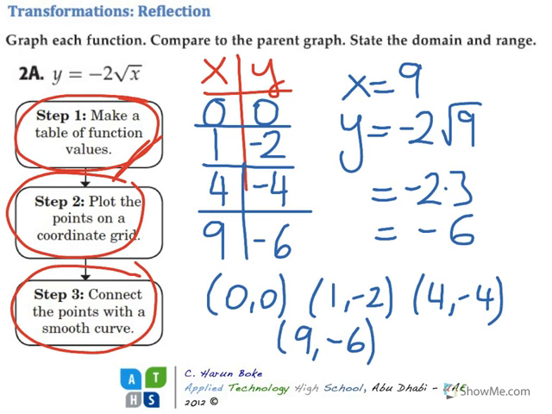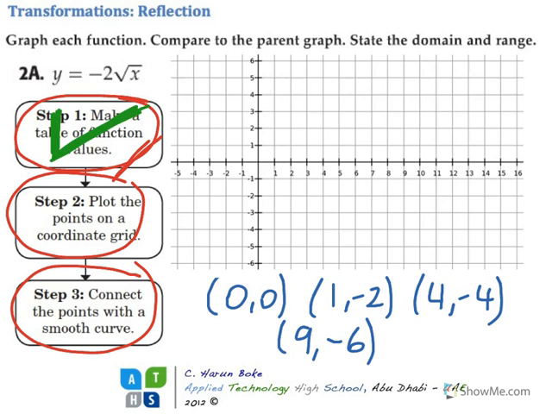Okay, let's plot the points. Okay, now we have (0, 0), which is here. Then we have (1, -2), so it's here. Then we have (4, -4), it's here. And then we have (9, -6).